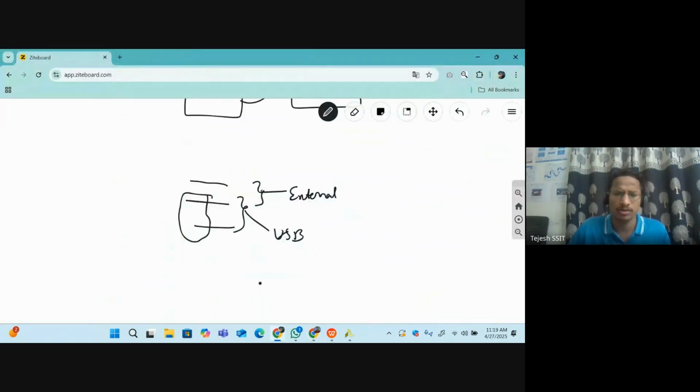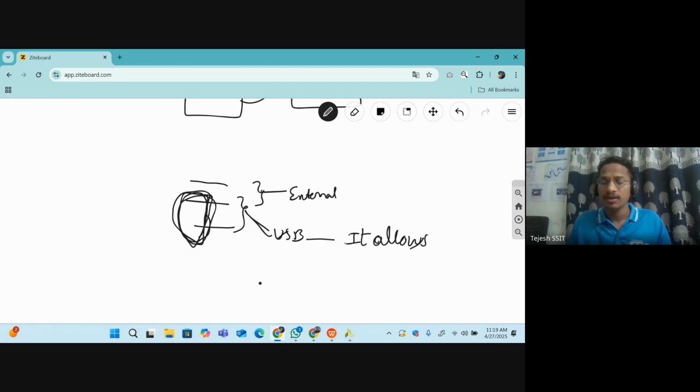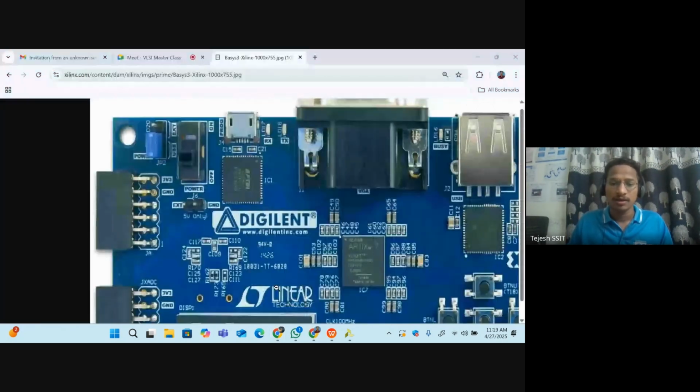Don't take it as a big thing. This is very easy to understand. Can I explain, all of you? You can select these 2 jumper wires. It allows the power from our laptop. That is the meaning: USB means it allows the power from this cable.